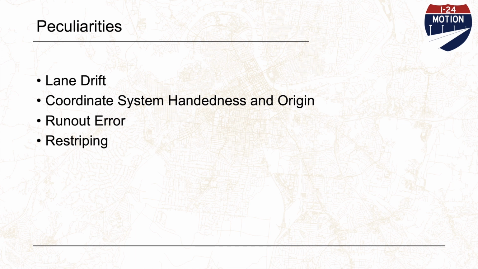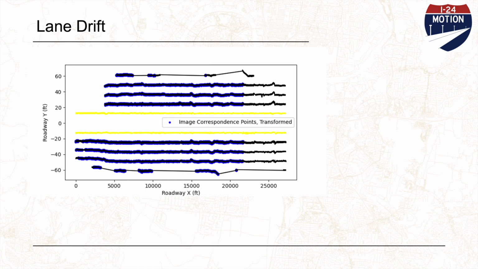Okay, so let's talk about a couple of the peculiarities of this coordinate system. First, you'll notice at one end of the coordinate system, the lanes seem to drift. They seem to get narrower. This is not an artifact. This is due to the fact that the lanes actually change width. They shift from 10 feet to 11 feet, or 12 feet to 11 feet wide in order to pass through a narrow bridge at one end of the I-24 motion testbed extents.